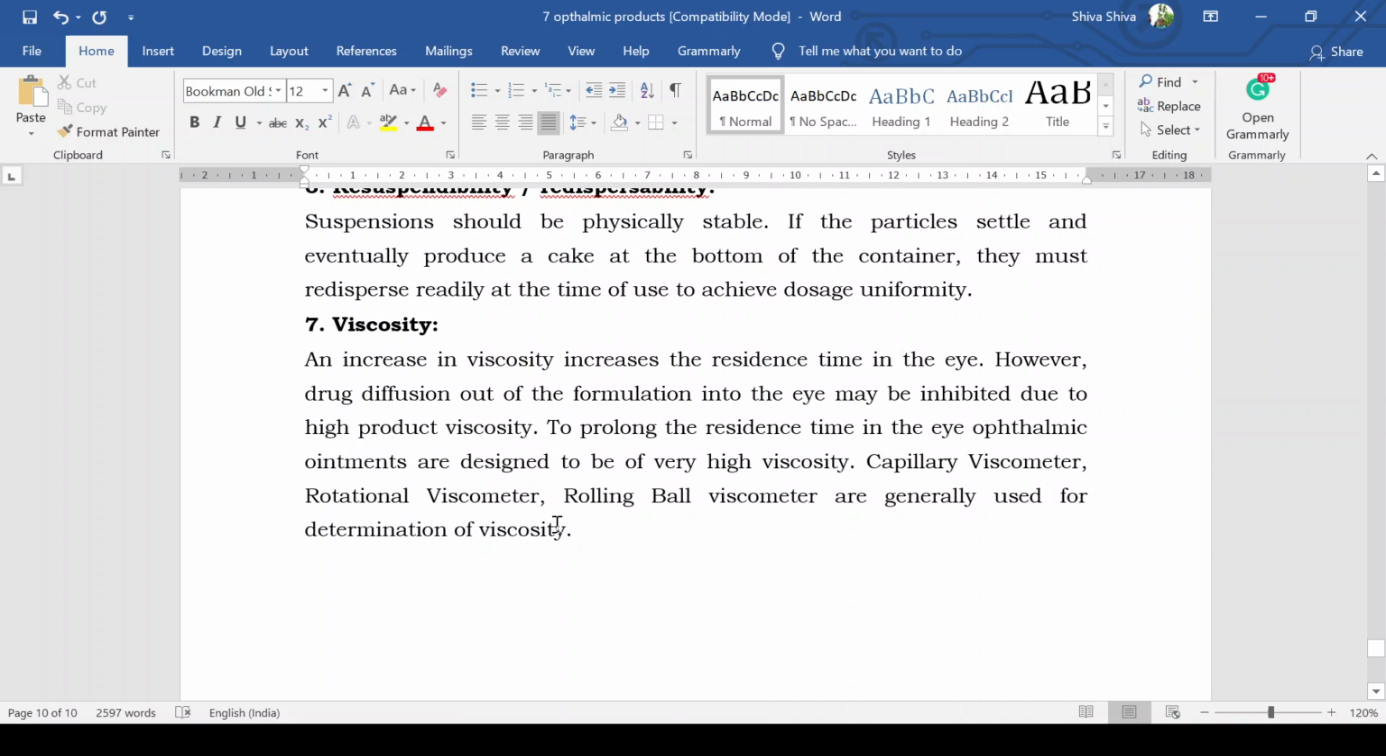An increase in viscosity increases the residence time in the eye. However, drug diffusion out of the formulation into the eye must not be inhibited by high product viscosity. Generally we can say that viscosity should be high, but not so high that it will stop the diffusion or release of the API. Hence viscosity should be optimum, and it is generally measured using various viscometers like the rotational viscometer and falling ball viscometer. So different viscometers are used for checking viscosity of the product.